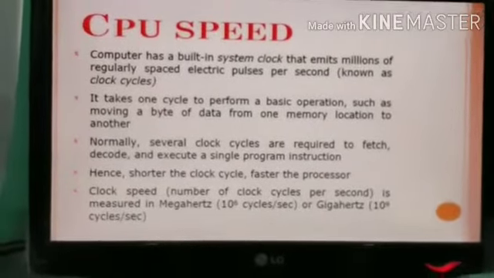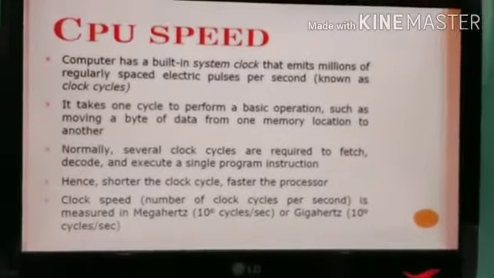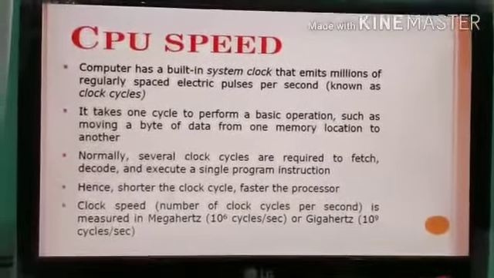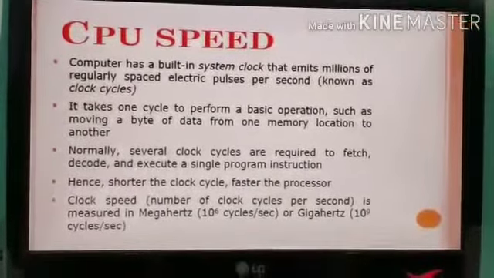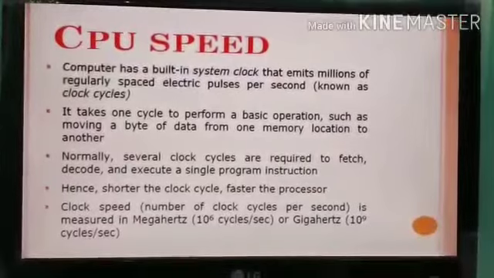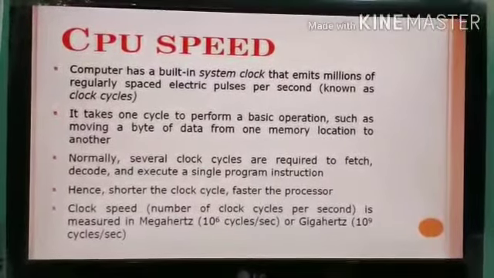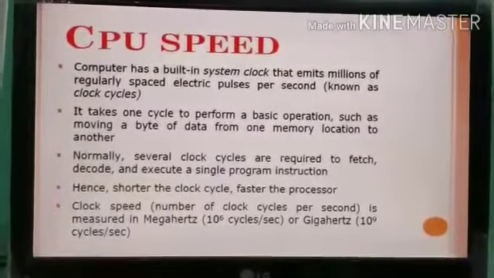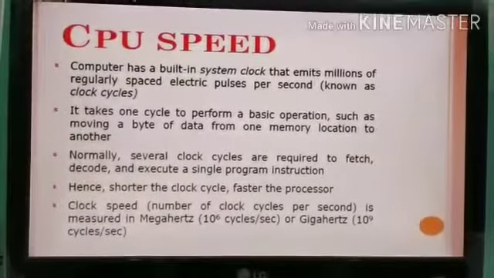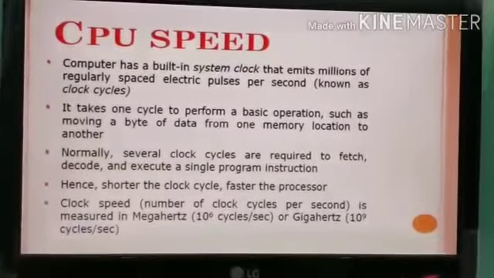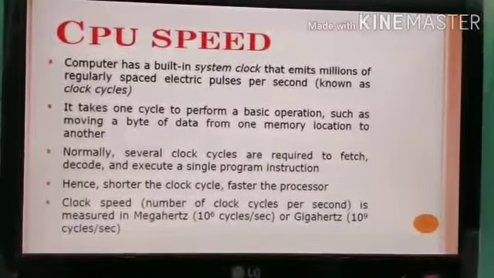Number 1, CPU speed. A computer has a built-in system clock that emits millions of regularly spaced electric pulses per second, known as clock cycles. It takes one cycle to perform a basic operation such as moving a byte of data from one memory location to another. Normally, several clock cycles are required to fetch, decode, and execute a single program instruction. Hence, the shorter the clock cycle, the faster the processor.